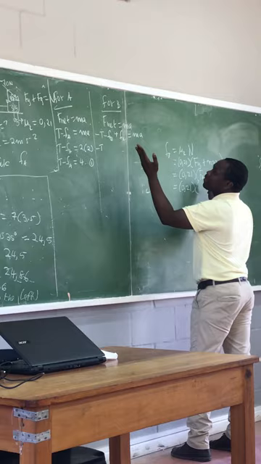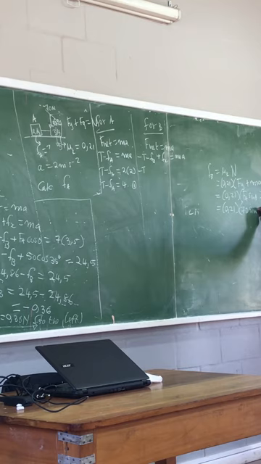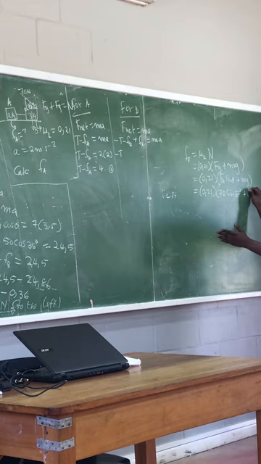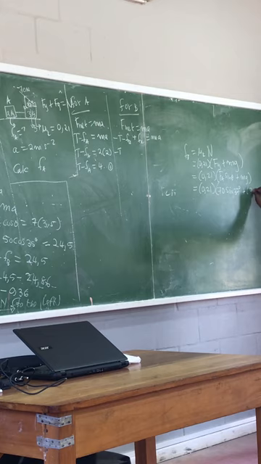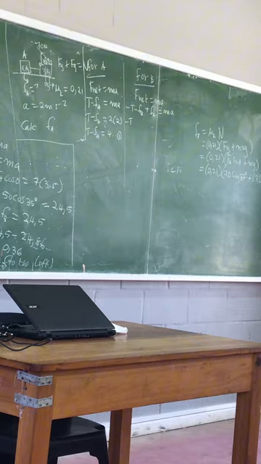Sine of 37 degrees plus m. What is your best? 3. Yes, is it 3? 3. 3. 3. Put 9.8. Yes. Then calculate. Calculate.